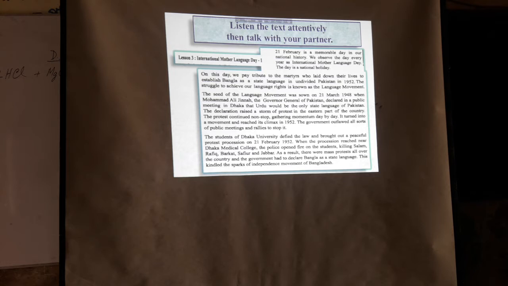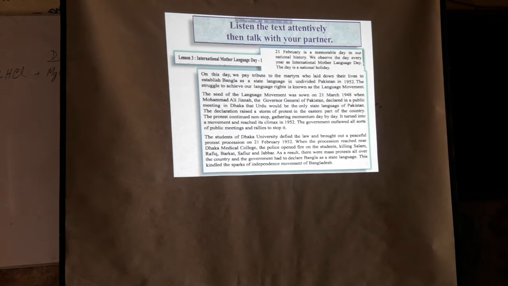But in 1952, some people of the then West Pakistan wanted to impose their mother language on us. But our golden sons, especially the students, came forward and stood against their declaration. For this there was a clash, and because of the clash, now we are able to speak in Bangla. So now let's see the next paragraph.